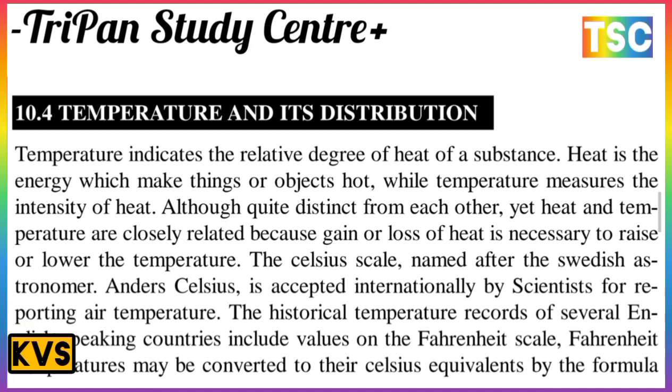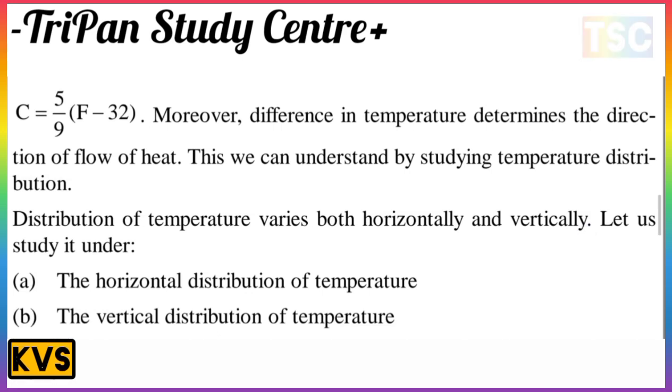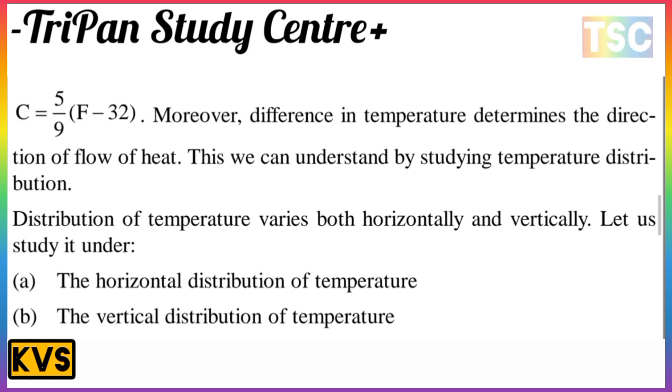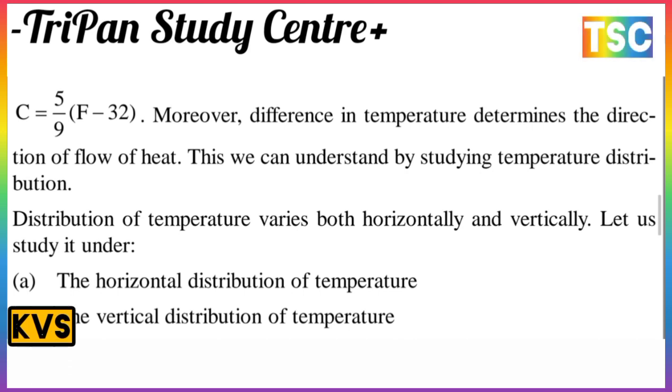The historical temperature records of several English-speaking countries include values on the Fahrenheit scale. The Fahrenheit temperature may be converted to its Celsius equivalent by the formula: Celsius equals 5/9 times (F minus 32). This is the most important relation between Celsius and Fahrenheit.